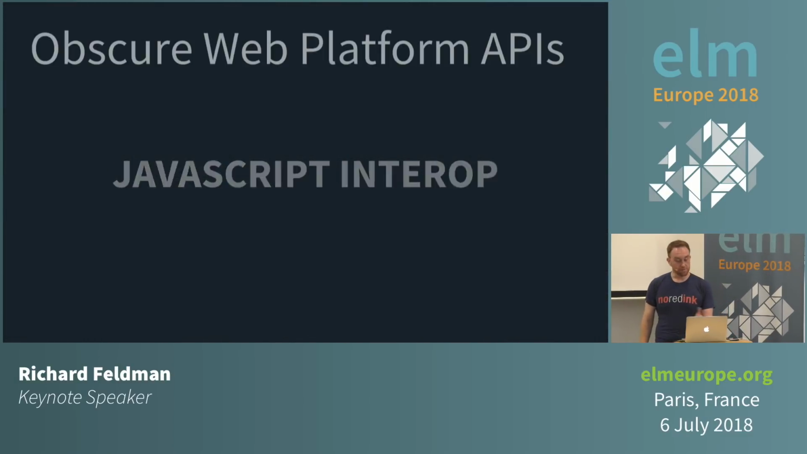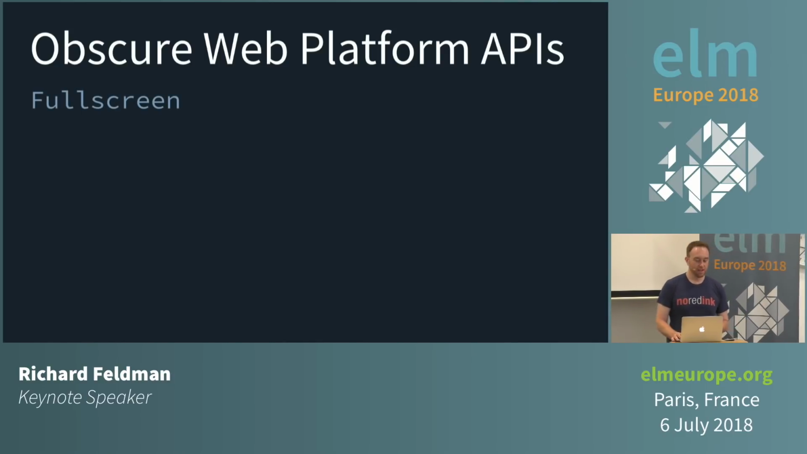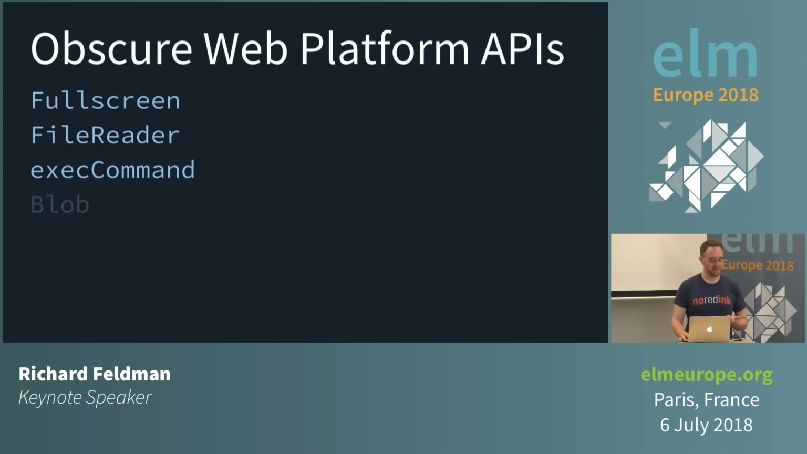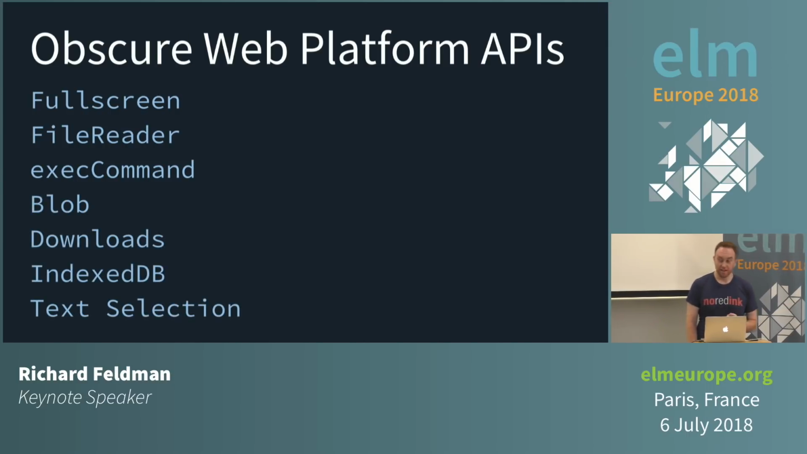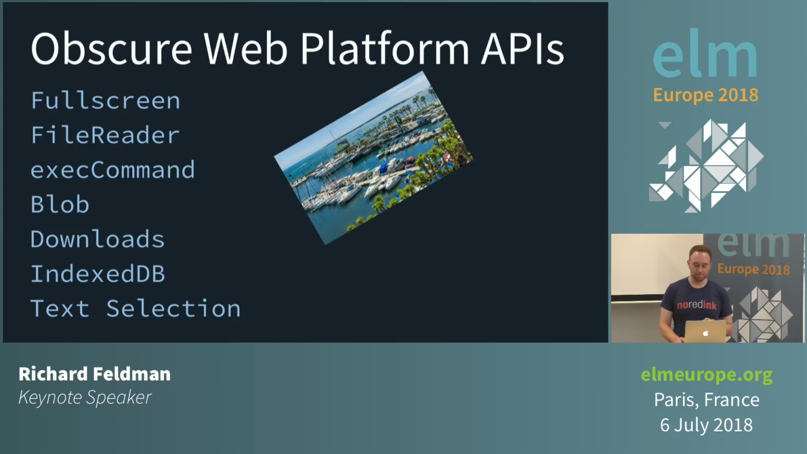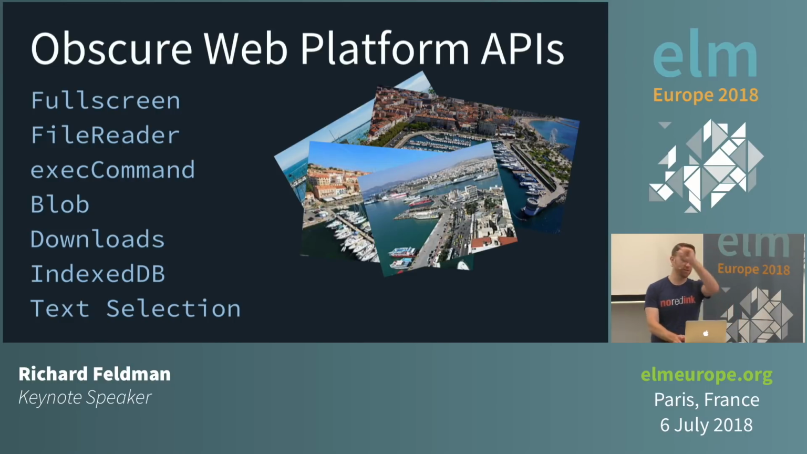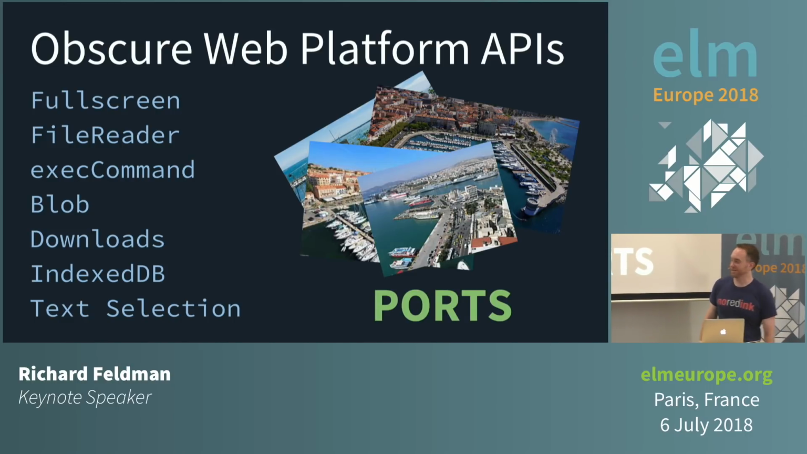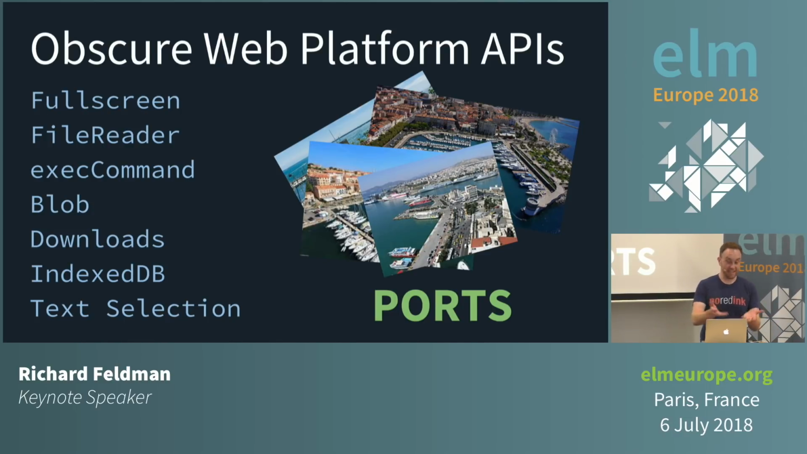OK, JavaScript interop. I was using a lot of obscure web platform APIs at DreamWriter: full screen, file reader, exec command, blob, downloads, IndexedDB, and text selection. As you may have noticed, not all of these have first-class support in Elm, which meant that I was doing a lot of, what's the word, ports. Lots of stuff with ports. So I got very familiar with those very early on in my time with Elm, because I just needed to do all these things.